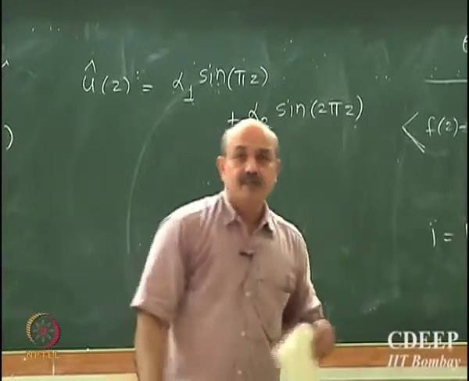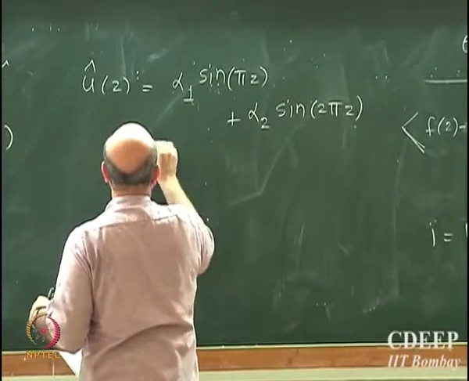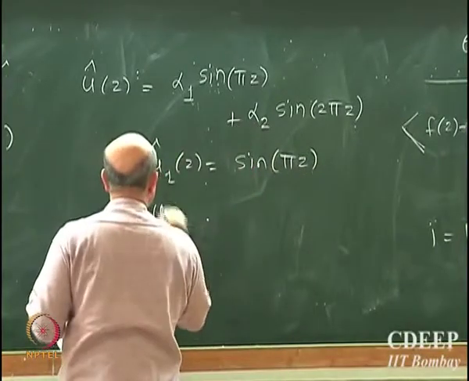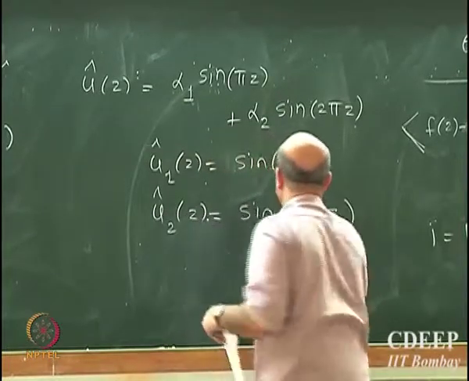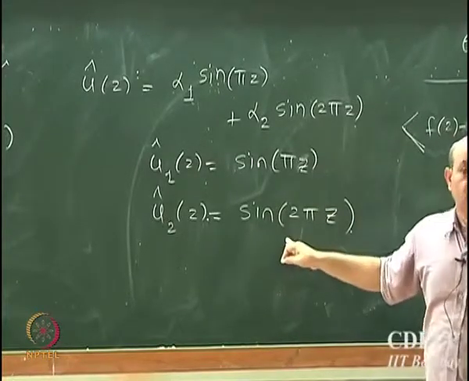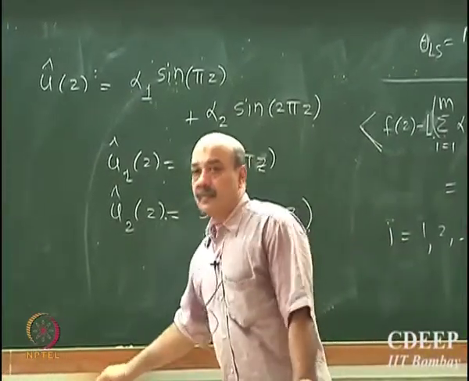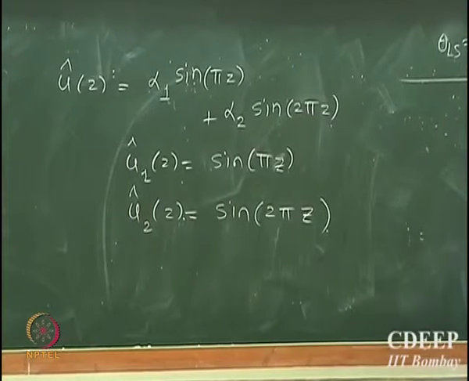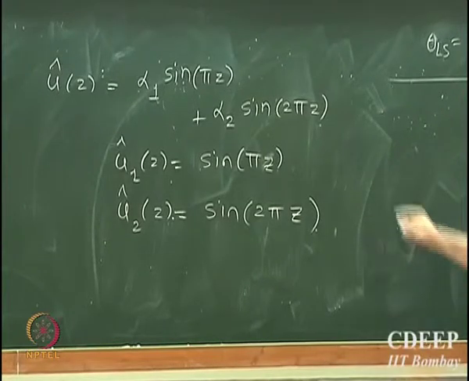So now, what is the normal equation? What is my u1 cap z? It is sin pi z. And what is my u2 cap z? It is sin 2 pi z, right? These are my u1 cap and u2 cap. What is the equation that you get? Let me not call it the normal equation, because it is not exactly the normal equation. How do you get alpha 1, alpha 2?